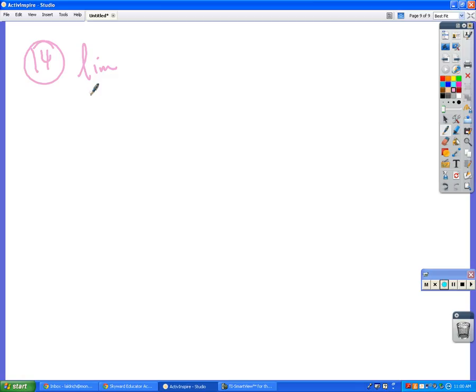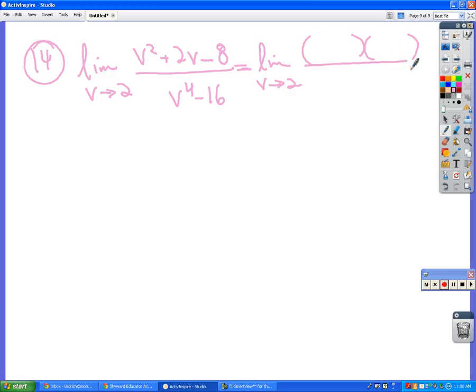Back to the bottom. I think I factored the bottom wrong. Struggling with the double difference. Okay, let's do the top first. That's the easy part: e plus 4 minus 2. And then the bottom factors first into v squared minus 4 times v squared plus 4. Yeah, that's what I did wrong.